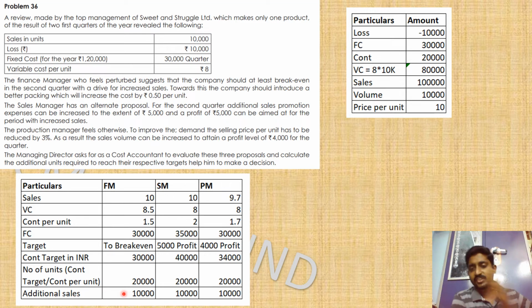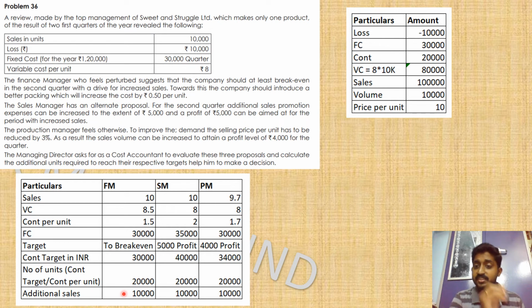So these three proposals, make a good packing, or cut the selling price, or increase the sales promotion expense, all three boil down to only one thing: increase the sales by 10,000 units in all the three. As a cost accountant, you can project to the managing director that an increase of sales by 10,000 units is required in all the three cases. So whichever is the best for us, we can choose.